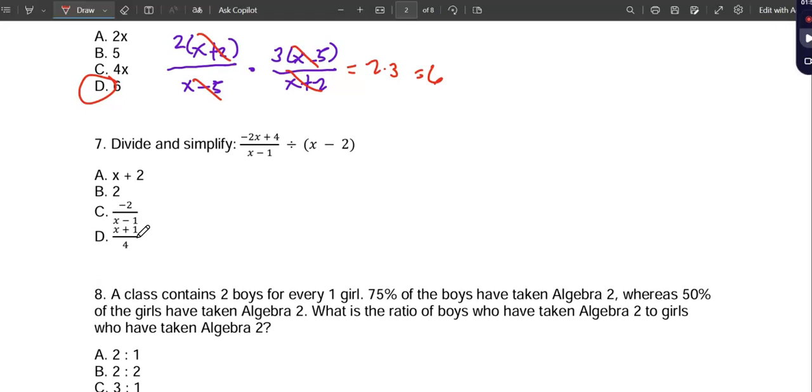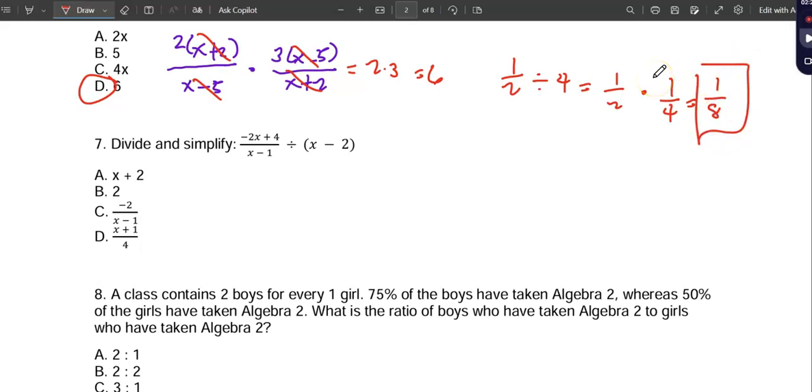Number 7, the same concept. When we multiply or when we divide fractions, example 1/2 divided by 4, what we do is we write 1/2, change this one into multiplication, and get the reciprocal of your divisor, that is 1/4. So the same thing, 1 times 1, 1, 2 times 4, that is actually 8. So meron kang 1/8. So 1/2 divided by 4, that is just 1/8.